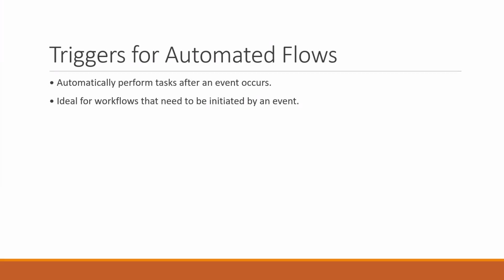And here is the cherry on the top: automated triggers. These triggers are true workhorses of Power Automate. They jump into action as soon as something happens. They automatically perform tasks after an event occurs, ideal for workflows that need to be initiated by an event. Let's see an example of an automated flow trigger.